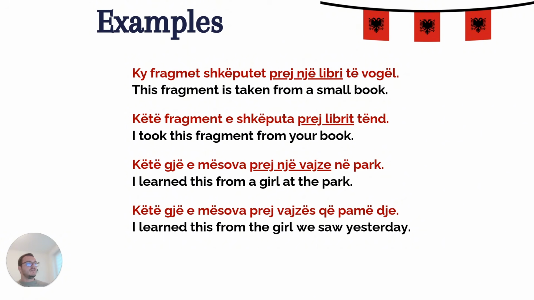Këtë gjë e mësova prej një vajze në park. To keep our girl at the park example, I learned this from a girl at the park. Këtë gjë e mësova prej vajzës që pam dje. Should be underlined there, prej vajzës. Sorry, I forgot. I learned this from the girl, definite, that we saw yesterday.